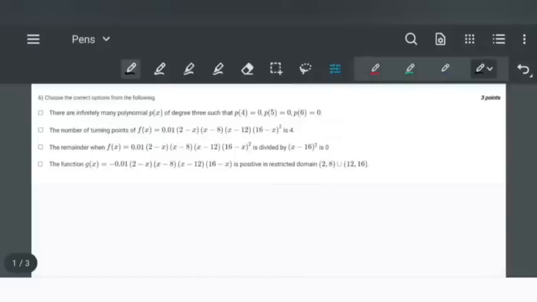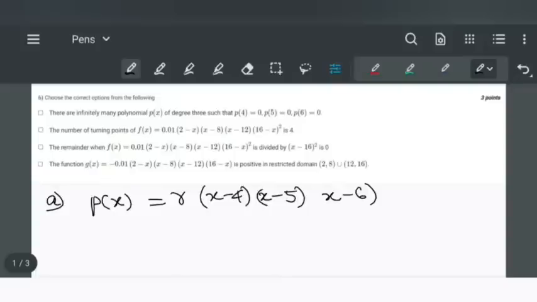Sixth question. Choose the correct option from the following. Let us start with option number A. There are infinitely many polynomials p of x of degree 3 such that p4 equals 0, p5 equals 0 and p6 equals 0. Let us take a polynomial p of x equal to r times x minus 4 multiplied by x minus 5 multiplied by x minus 6, where r is any real number. For any value of r, the condition is satisfied. So there are infinitely many polynomials such that p4, p5 and p6 are equal to 0. Hence the first option is correct.